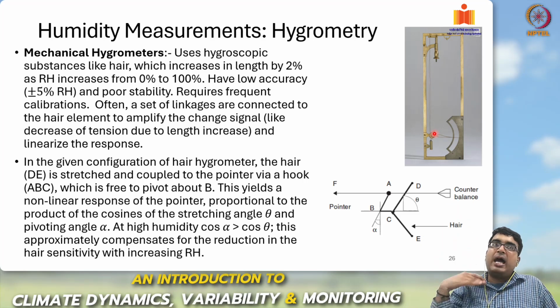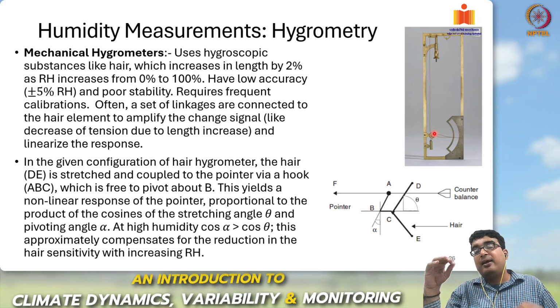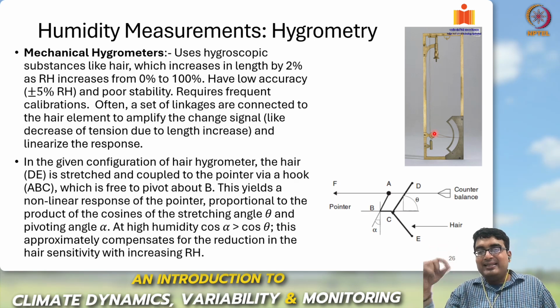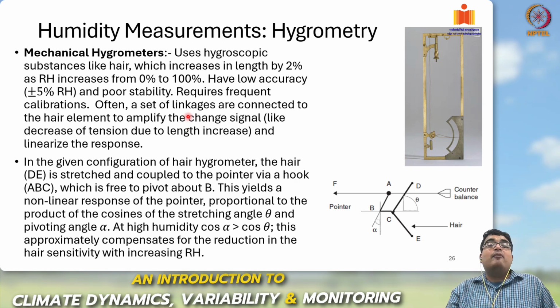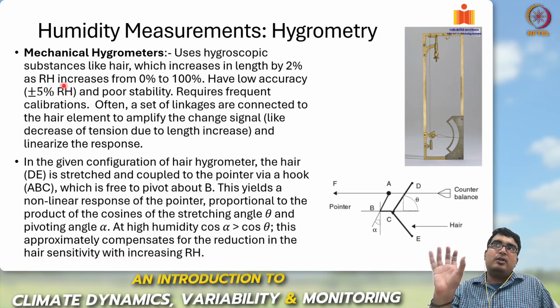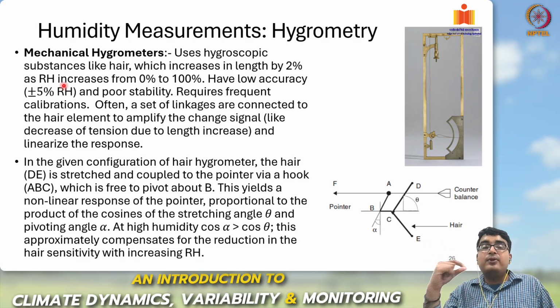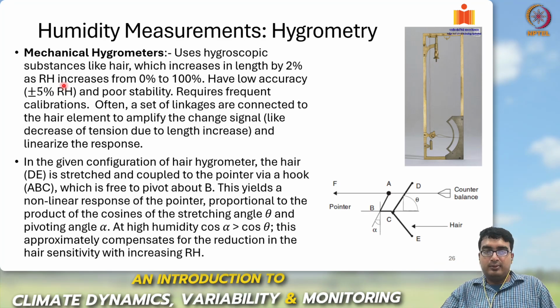Now, as the air becomes more humid, the hair length increases and the tension in the hair decreases, and this lesser tension is impacting a pointer through a series of connectors. They, however, have low accuracy, so plus minus 5% RH. So, whatever your RH value is, plus minus 5% of that is the accuracy of this system. And poor stability, so it requires frequent calibrations with a calibration standard.